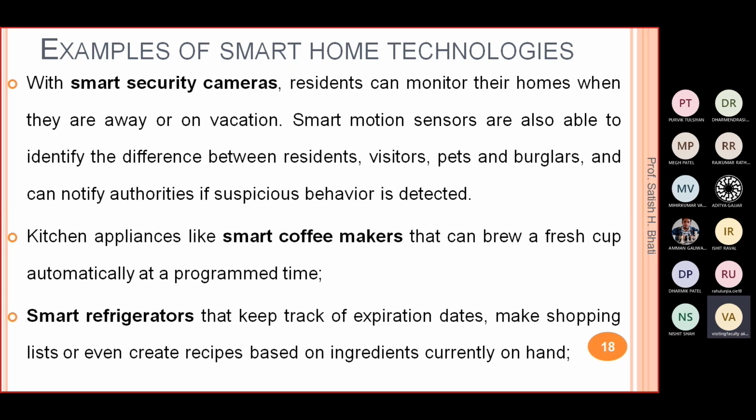Then the smart refrigerator, so that will keep track of the expiry dates of the food items which you place inside the refrigerator, right? It will make a shopping list, like what is available or what is not available, right? It can even create a recipe based on whatever ingredients are currently available inside the fridge, right?